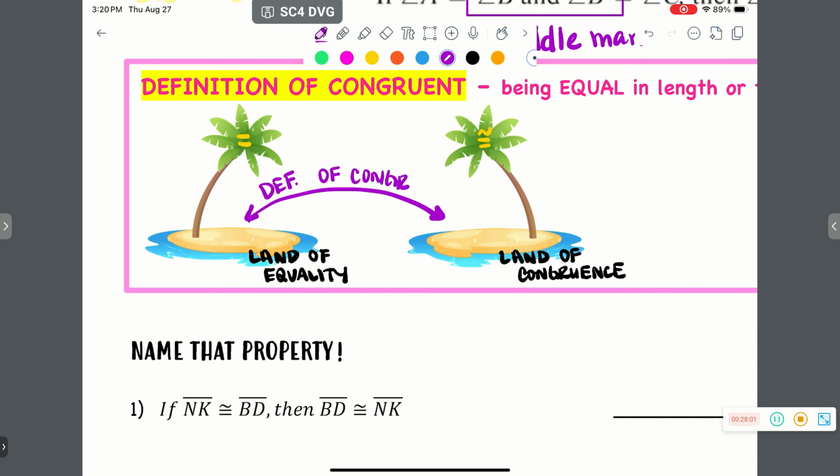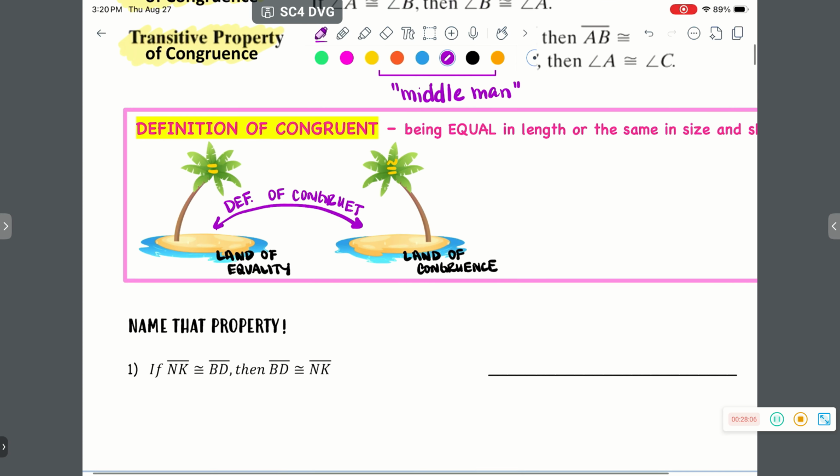which we learned way back in Unit 1. This is not a new definition for us. If things are congruent, it means they are equal in size, shape, or measure.